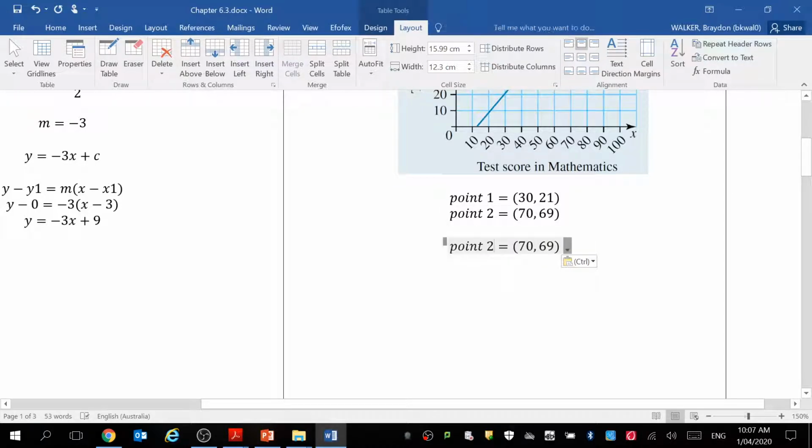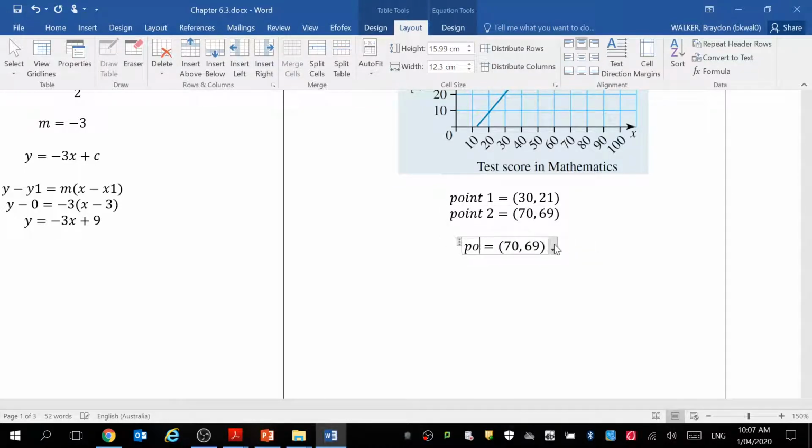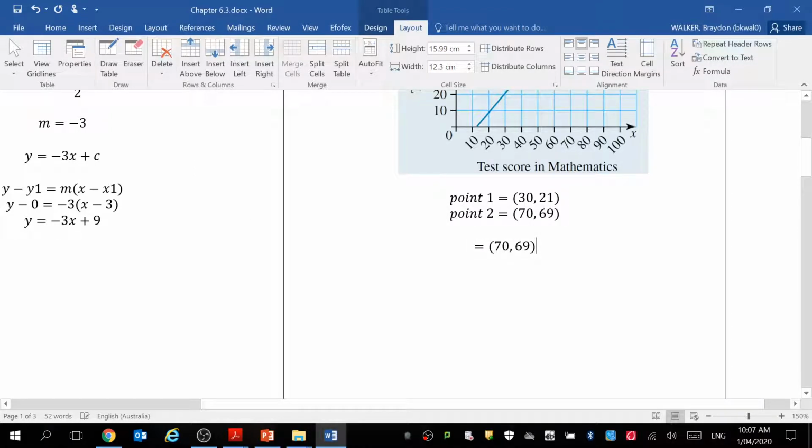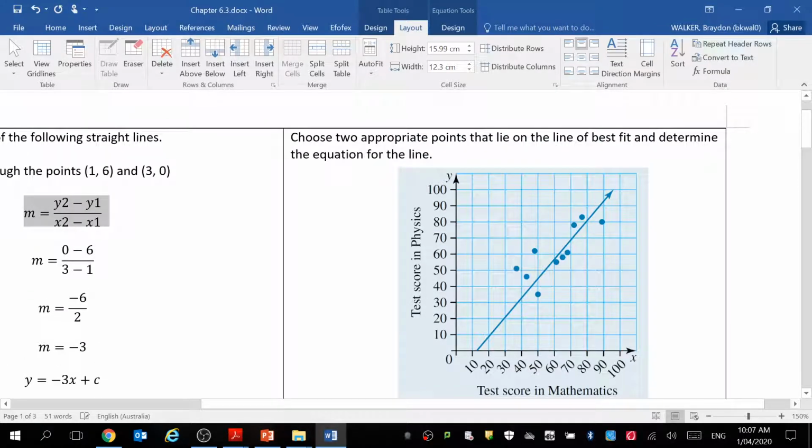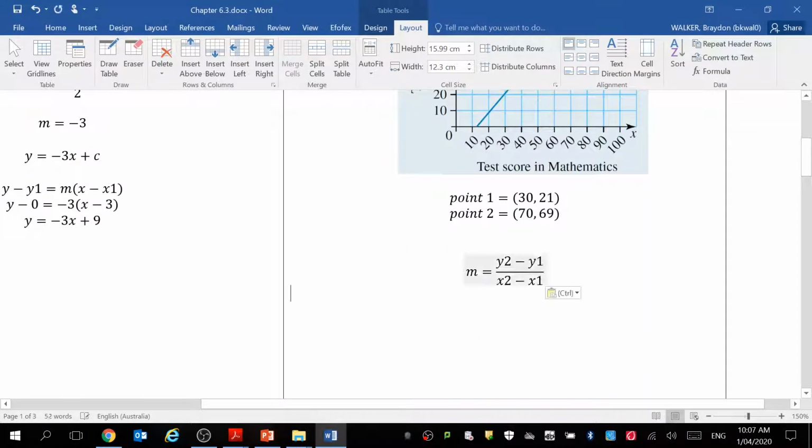Using our gradient formula, the first thing we need to do is find the gradient for this line. Now, I've purposely used different points to what the textbook uses, so what I'm going to do after this is compare my answer to theirs. They should be the same, but maybe a slight bit different.